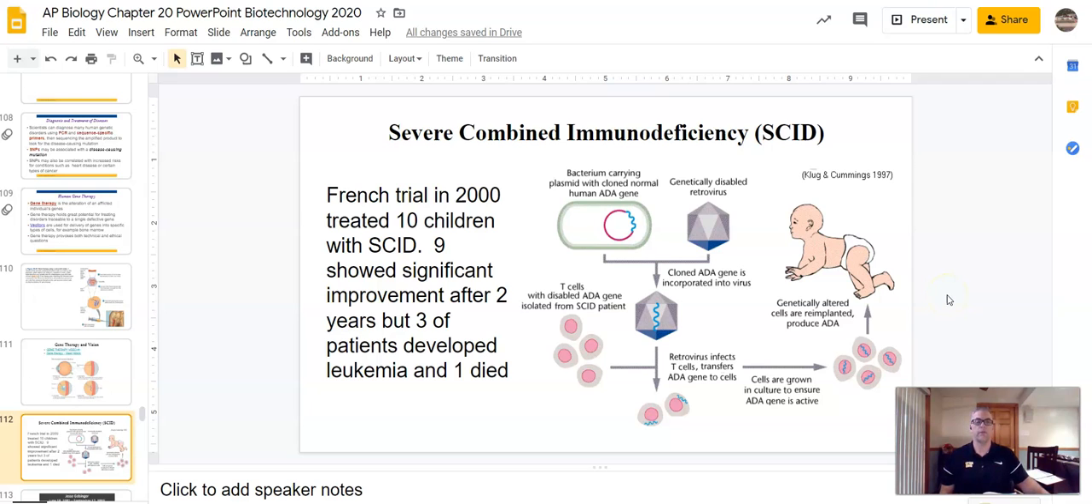One of the secondary effects, though, that did show up is that in that small population, 3 of the patients developed leukemia, and at least one of them had died from the leukemia.